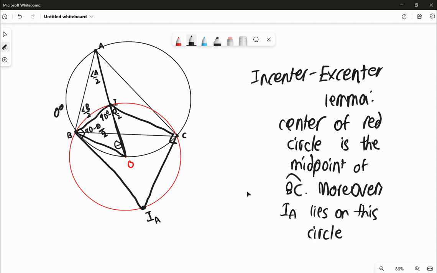And for some reason, this is also called Fact 5. People like to call it Fact 5. So whenever you hear of Fact 5 or the Incenter-Excenter lemma on the internet somewhere, or on YouTube, or on AoPS or something like that, then you know what to expect here.